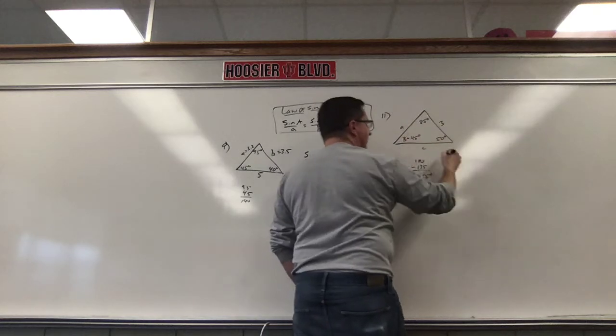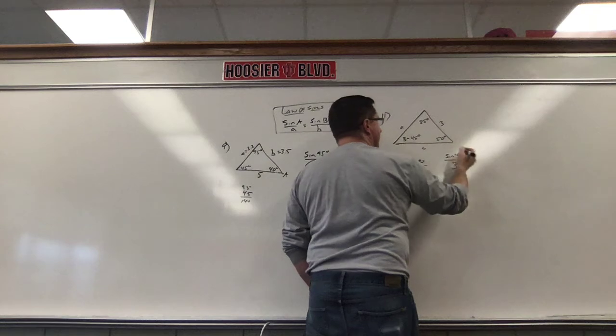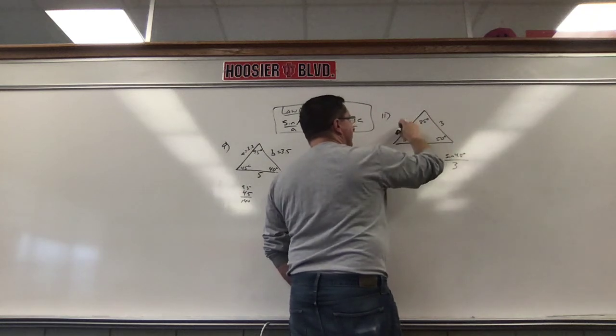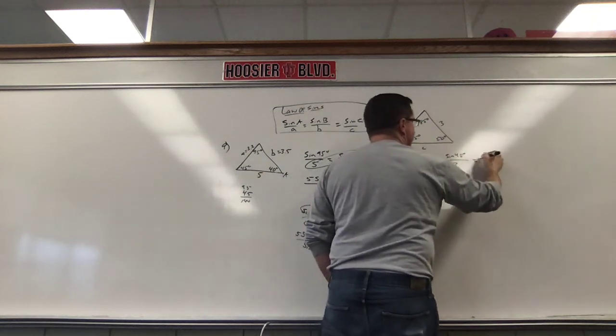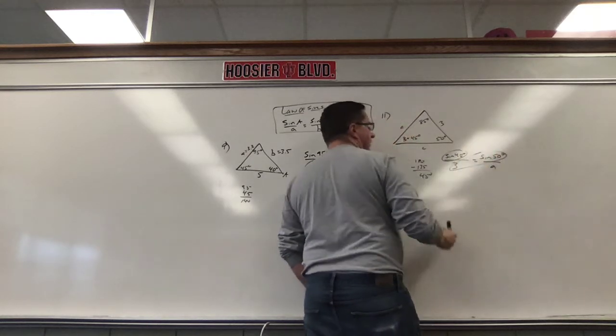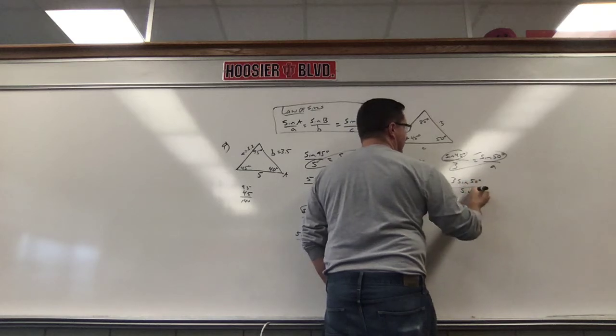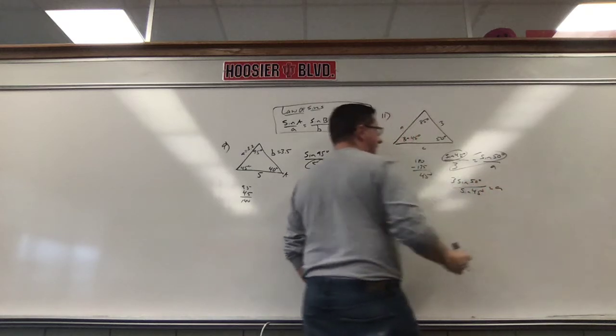So I'm going to say the sine of 45 over 3 equals, I'm going to do little a first, so the sine of 50 over a. It doesn't matter which one we find first. So we cross multiply and divide. So we take 3 times the sine of 50, divide by the sine of 45, equals a.